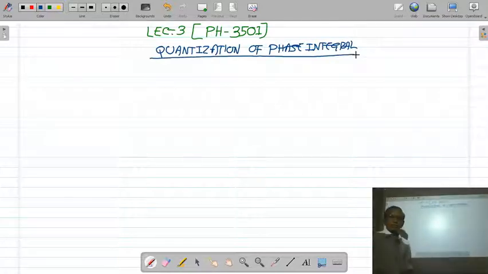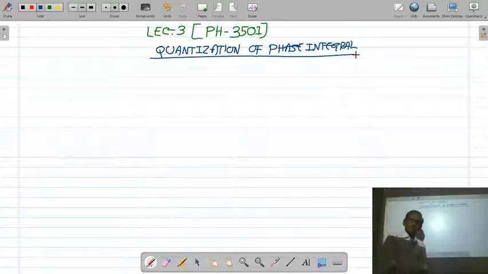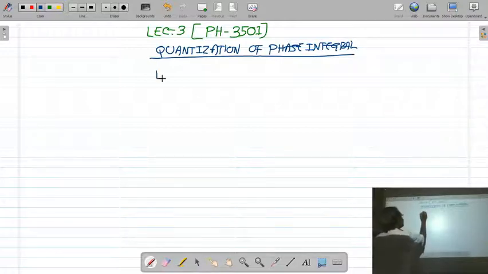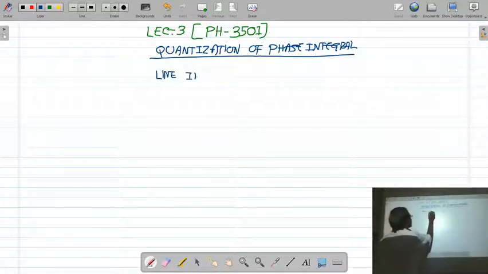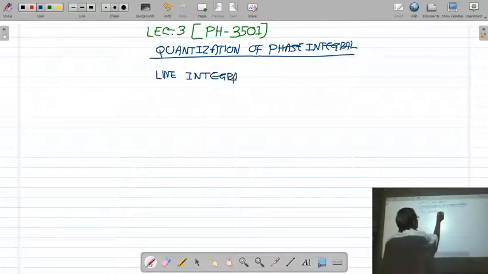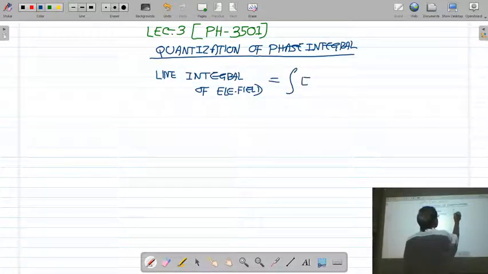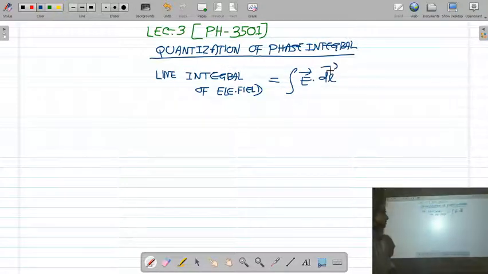So today I will define what a phase integral is, what the quantization of the phase integral is, and what the applications of this phase integral are. You have studied different integrals in electricity. You have studied the line integral of electric field, which is written as the integral of E dot dl. So integral E dot dl is called the line integral of electric field.